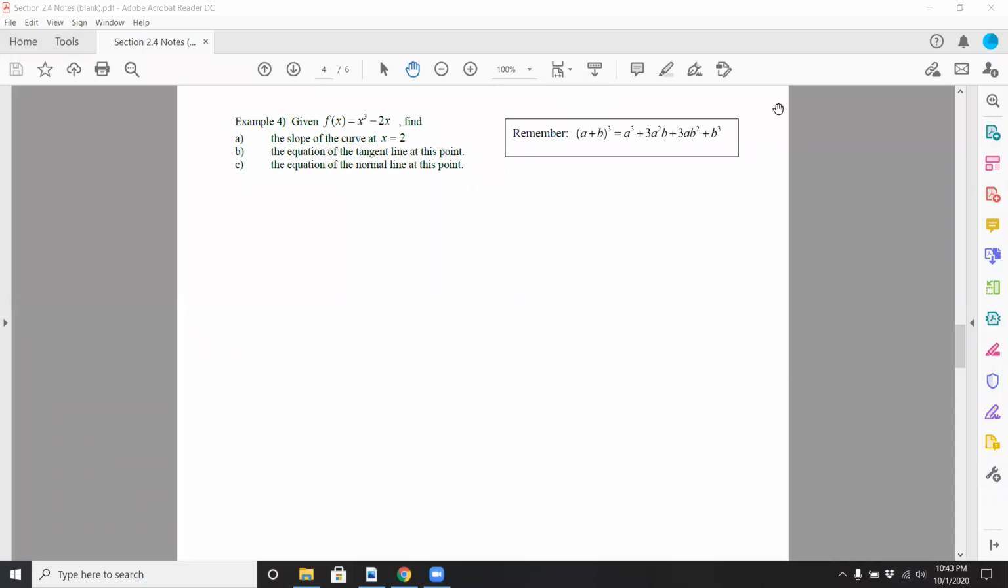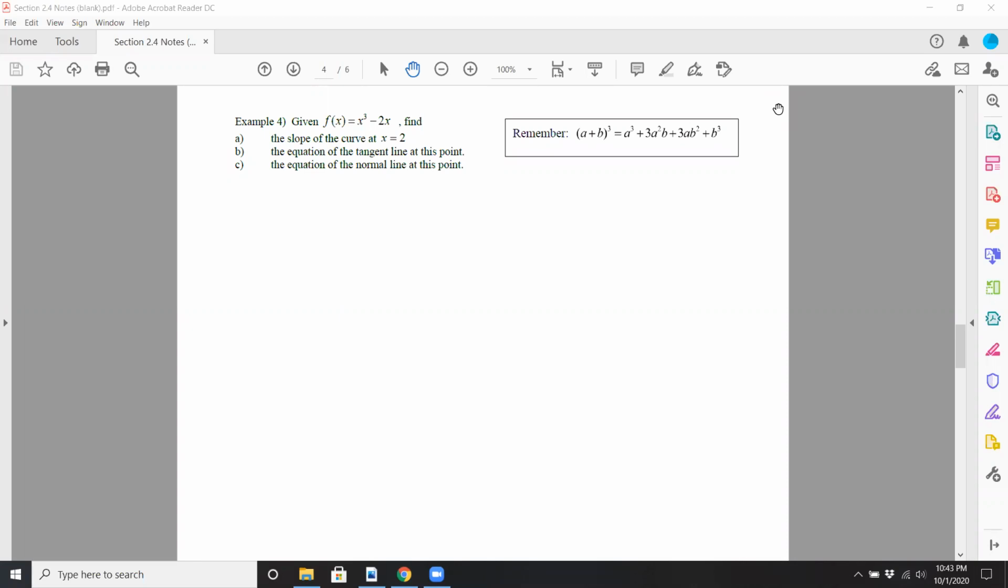Hey there, welcome to a video discussing the second half of the 2.4 notes. Here we're going to go over example 4. Our function is x cubed minus 2x, and we're going to find the slope of the curve at x equals 2, the equation of the tangent line at this point, and the equation of the normal line.